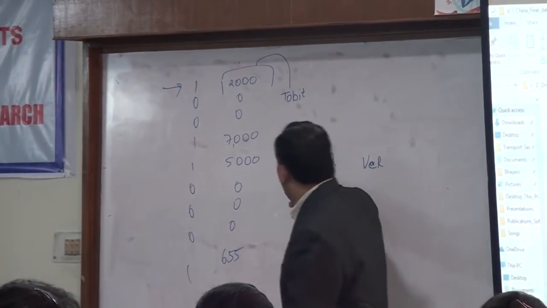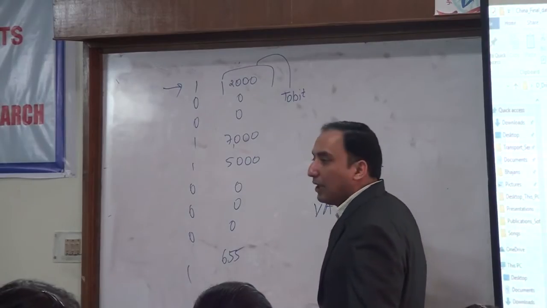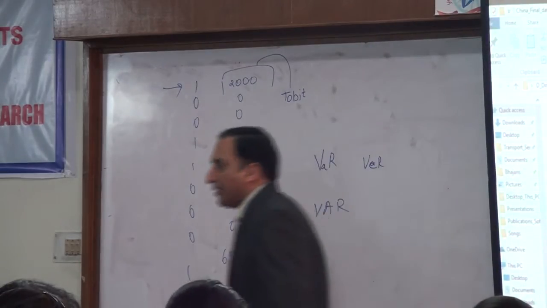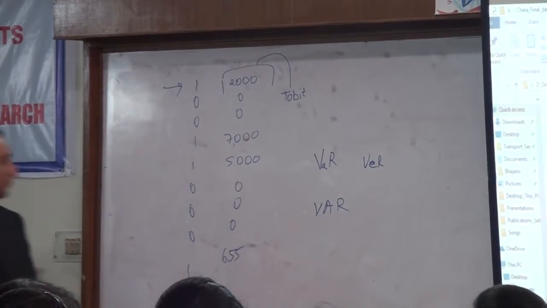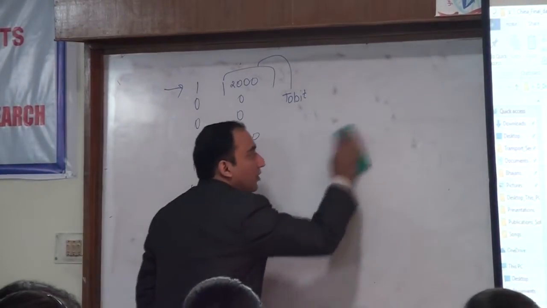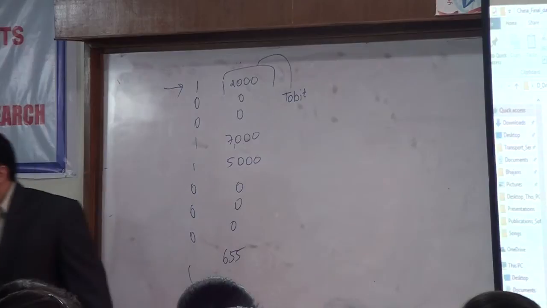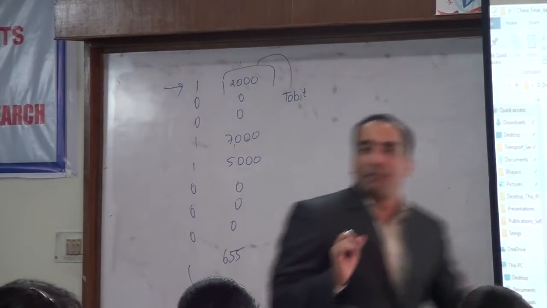VAR means value at risk. This VAR means vector autoregression, which we will be discussing. So how do we model them and how do we interpret them?